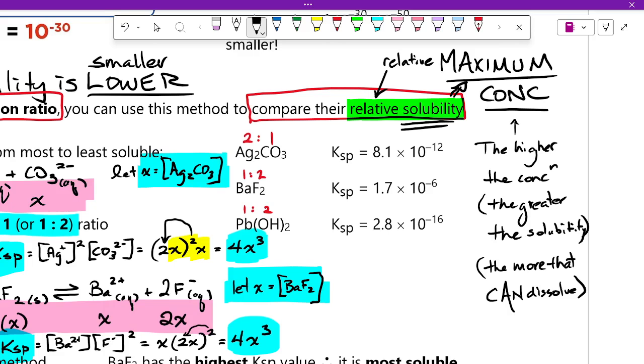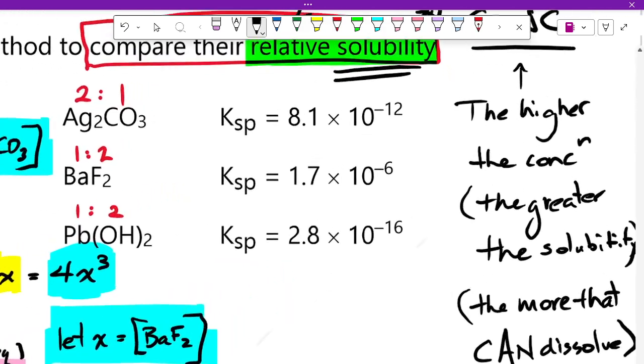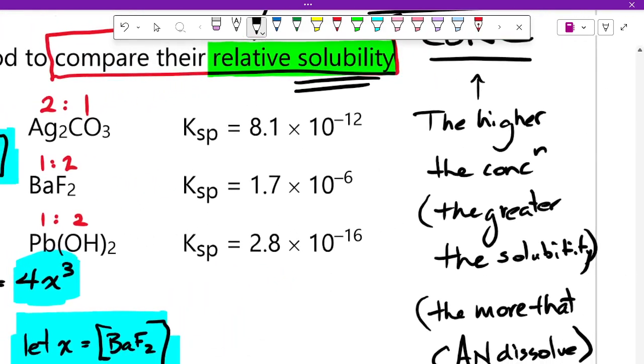So out of those three compounds, which one is the most soluble? We have a 10 to the negative 12, we have a 10 to the negative 6, and we have a 10 to the negative 16. I'll let you finish writing and have a chat with your neighbor about that. Which one is the most soluble?